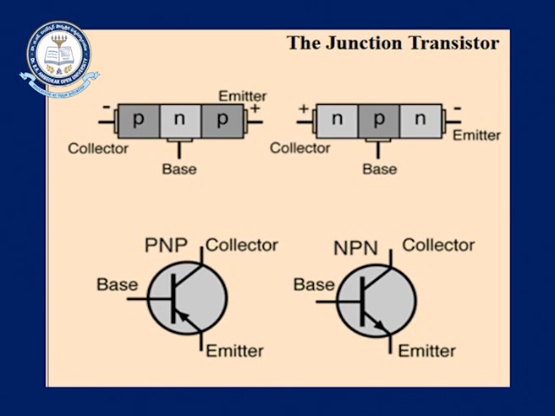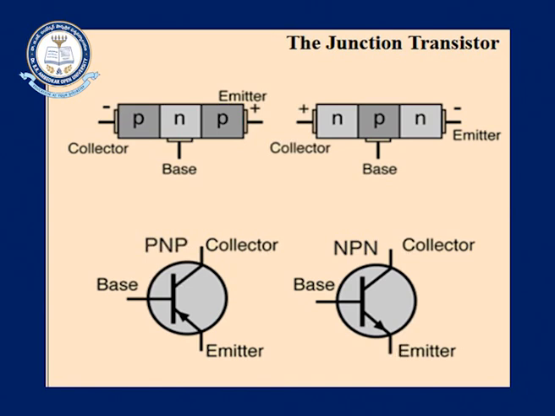Now, here the most important part is the arrow. If the arrow is inside, that is a PNP transistor, whereas for the NPN transistor the arrow is out. So, here I will raise one doubt: how are we deciding whether the arrow is inside or outside? The arrow is always opposite to the electrons.